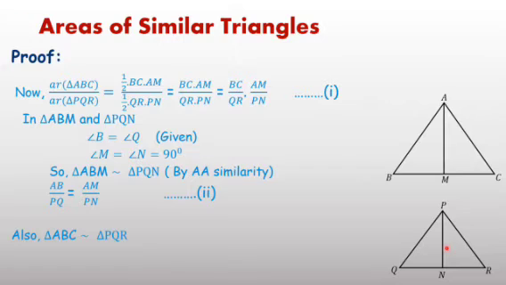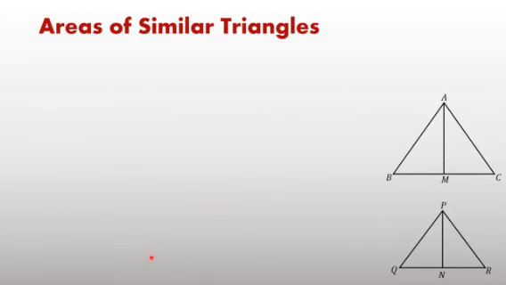Also, it is given that triangle ABC is similar to triangle PQR, and that means corresponding sides are in the same ratio, means AB upon PQ equals BC upon QR equals CA upon RP. Equation third. Just combine second and third, because the value of AB upon PQ is also given as AM upon PN. In combined form we can write AM upon PN equals AB upon PQ equals BC upon QR equals CA upon RP. Combine.